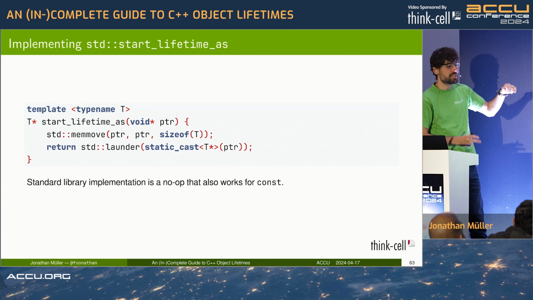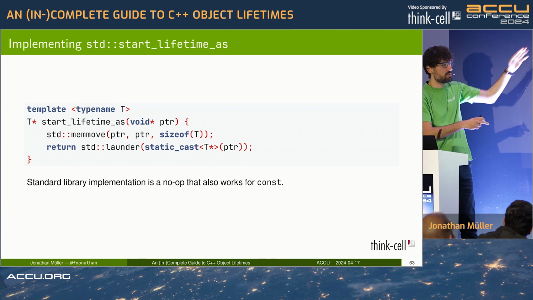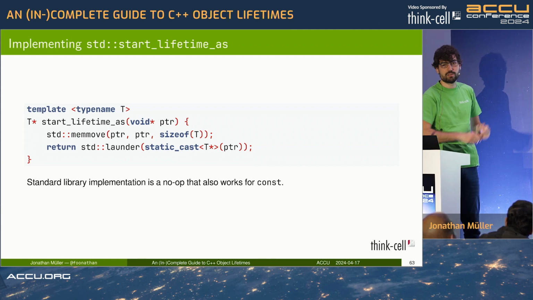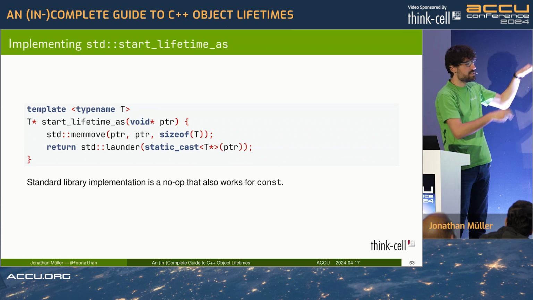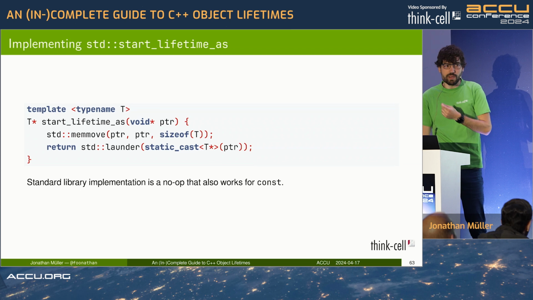The standard library implementation is an actual no-op, it's just a compiler intrinsic, and it also works for const. This one doesn't like const. But essentially we can delegate to the memmove thing. This isn't useful to know, it's just cool. So we've got implicit creation of objects.